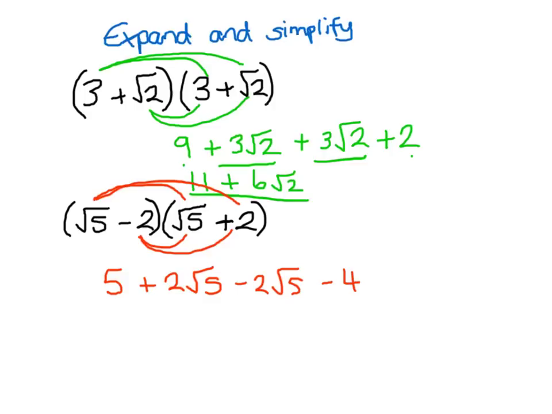Now I'm just going to simplify all that together. These two bits will cancel each other out, and I've got 5 minus 4, leaving me with the answer after all that work is just 1. You should have been able to spot, and that's the difference of two squares there. So you should have known that that was going to cancel anyway.